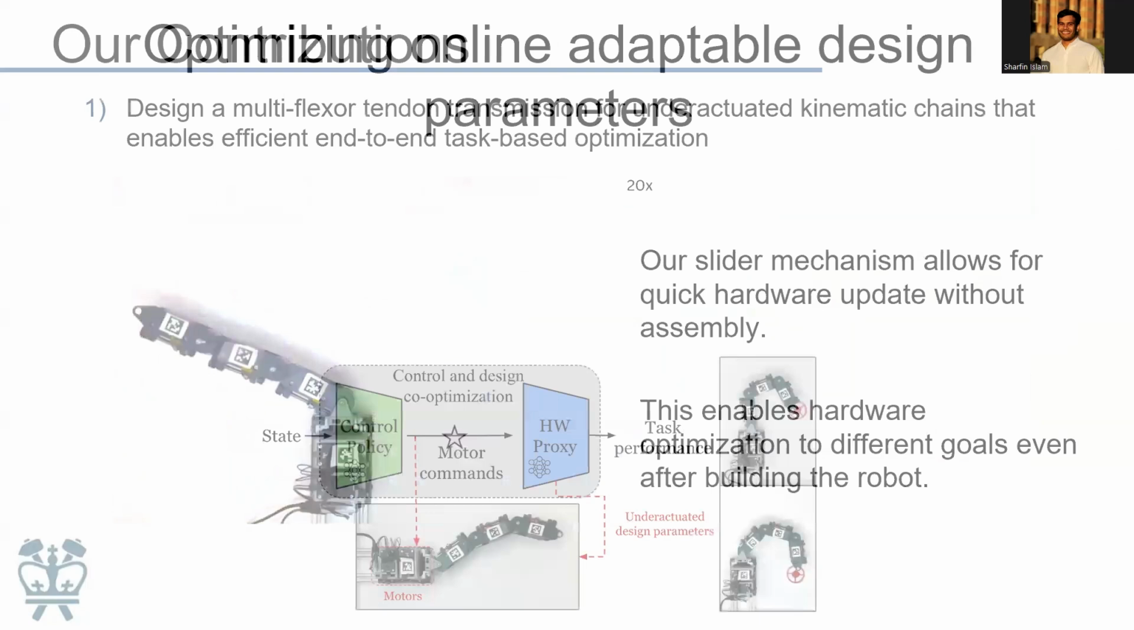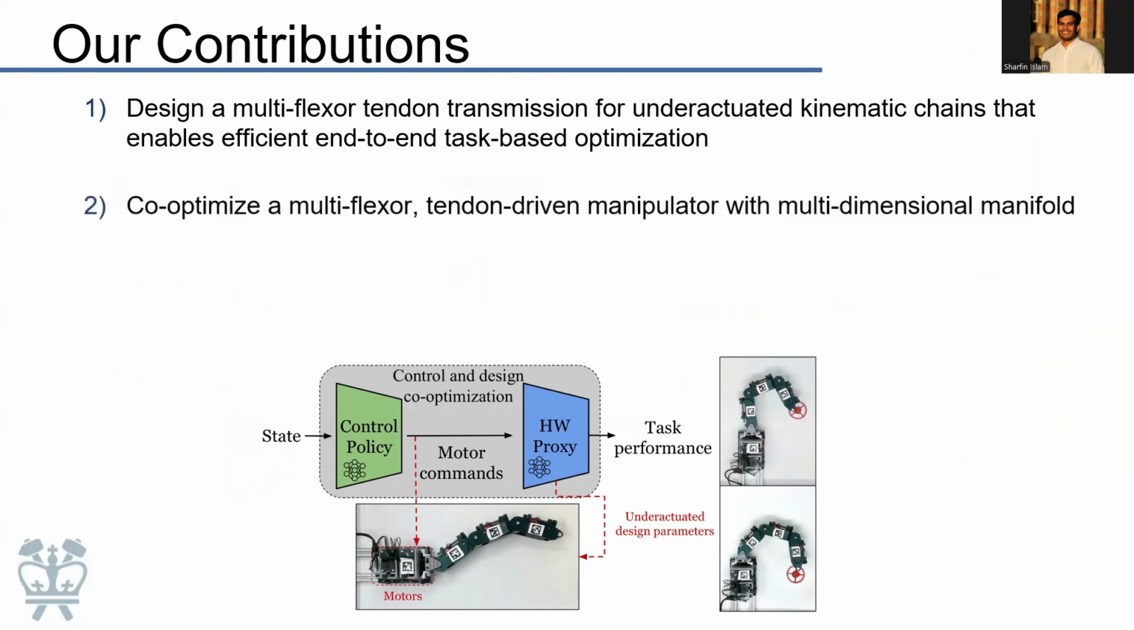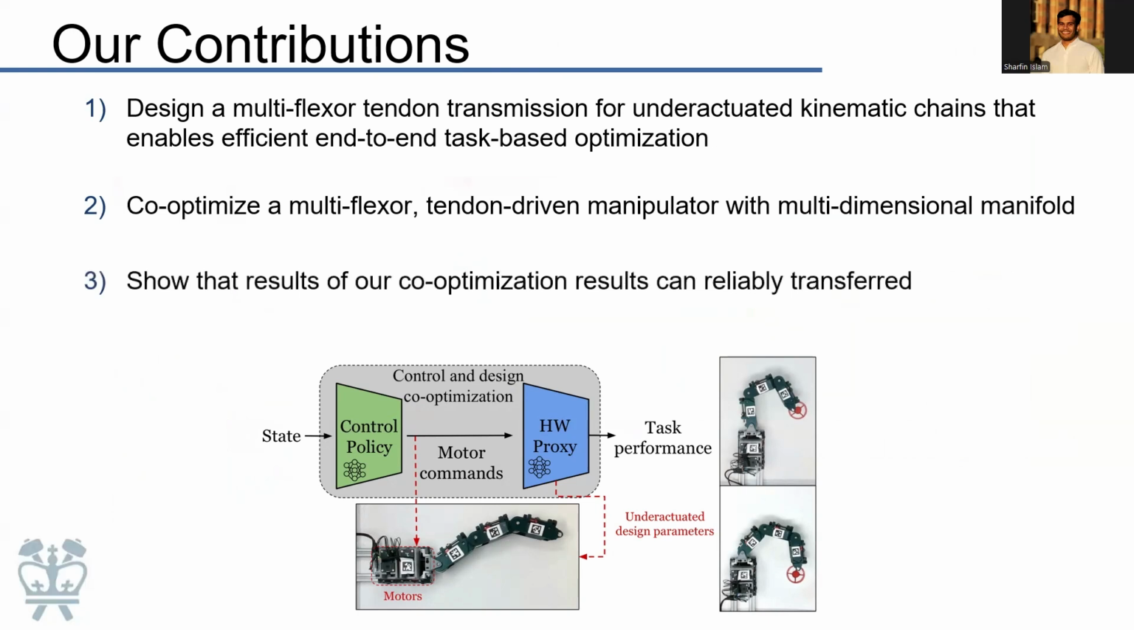To summarize, in this paper, we design a multiplexer tendon transmission for efficient co-optimization. We then co-optimize a three-link, two-motor chain. To the best of our knowledge, we are the first to do task-based co-optimization for underactuated chains with multidimensional manifolds. We then showed that our co-optimized policies can be transferred reliably to real hardware.